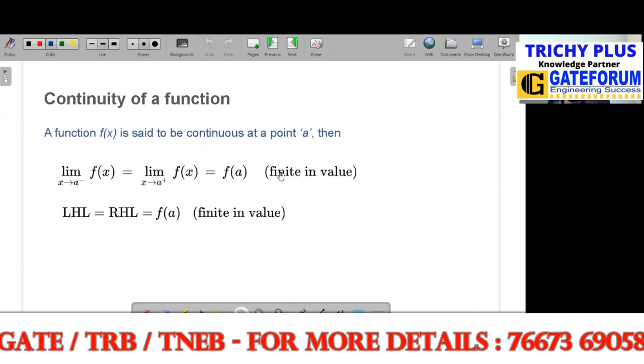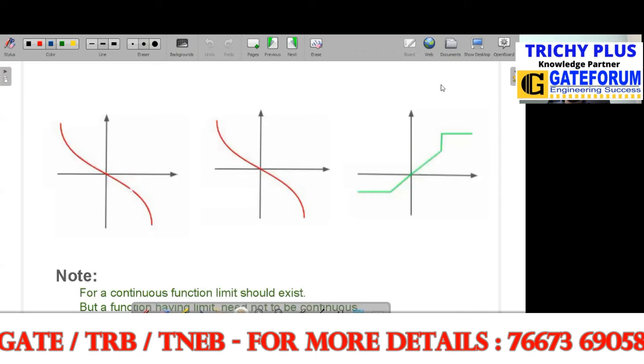Is it clear? Fine. So let me show you some example. Let's take this one and let's examine at a point a here. Okay, so this is the point a. Let's say here it is giving some value around 2. First, you will start from the left hand side and approach a point which is very close to a.